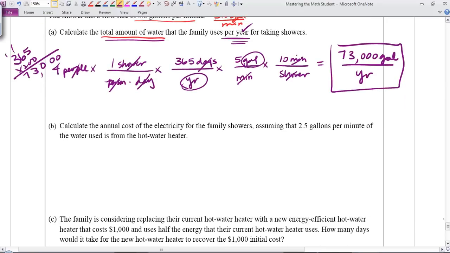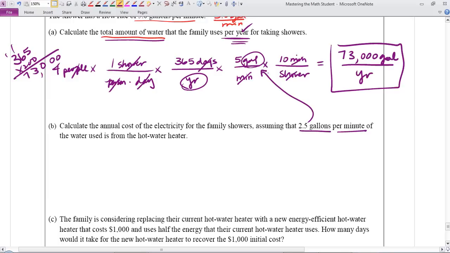Calculate the annual cost, assuming that 2.5 gallons per minute of the water used from the hot water heater is hot from the hot water heater. In other words, you do not get in the shower and use only the cold knob. You do not get in the shower and use only the hot knob. So what they're saying is, since 2.5 is exactly half of 5, that the water was a blend of half hot, half cold. So already, I'm only going to heat half of the gallons per year.